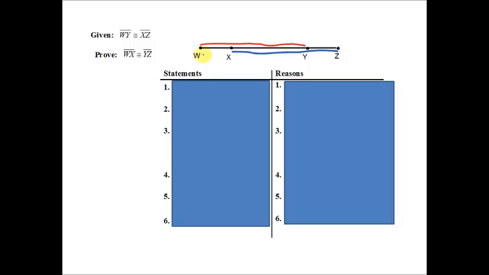So this little piece here on the end is congruent to this piece over here on the other end. And you can see there's some overlap in the middle, and that's probably what we're going to be dealing with as we go through the proof. So I want you to try these steps on your own.